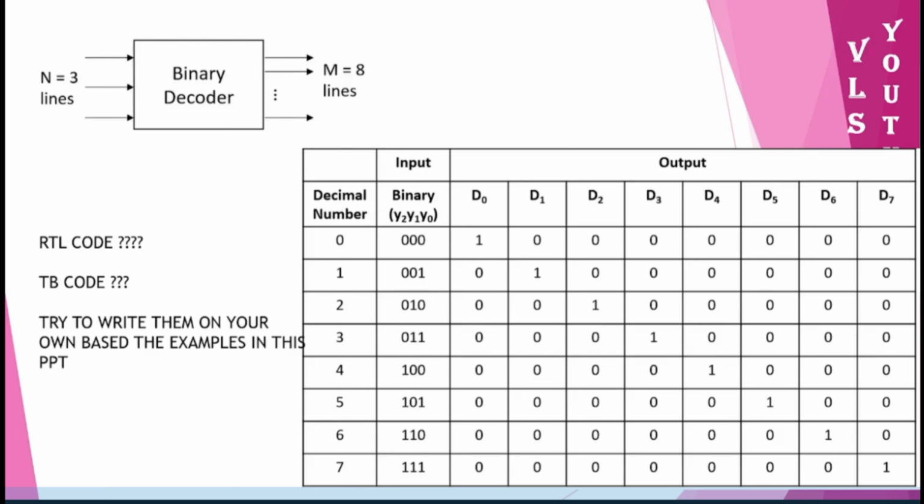Now since I have given you all these codes, try to write the code for this binary decoder along with the test bench, and try to execute it. If you get the output, please ping me in the comment box that you got the output, and also ping me any other examples that you would like me to explain within this particular Verilog code series.